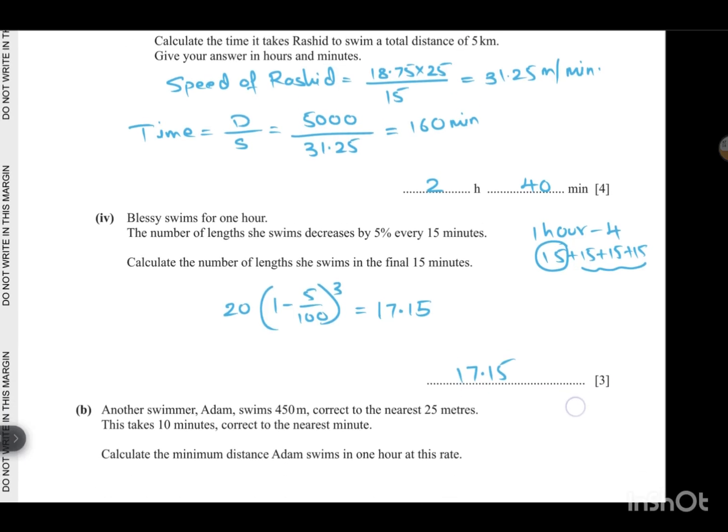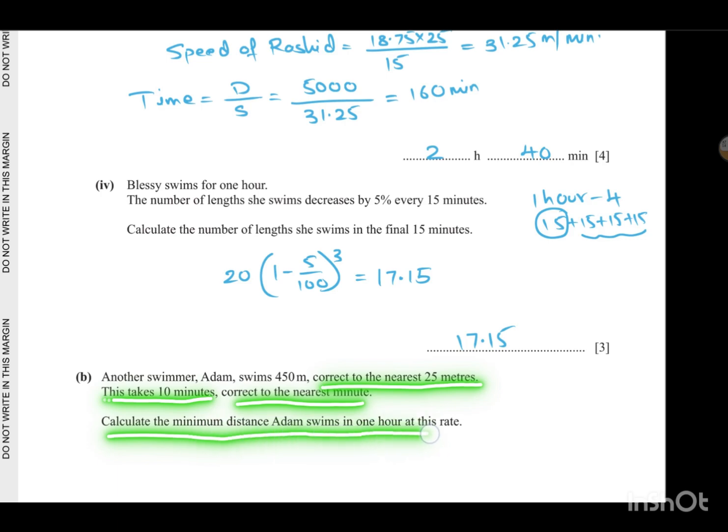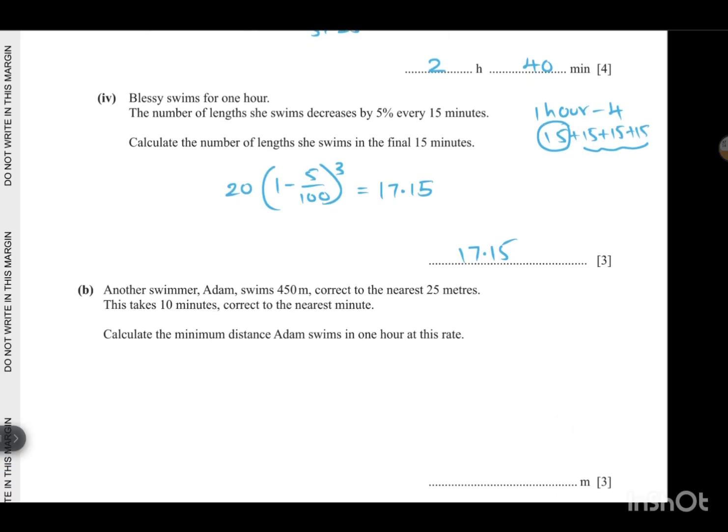Now in B. Another swimmer, Adam, swims 450 meters, correct to the nearest 25 meters. This takes 10 minutes, correct to the nearest minute. Calculate the minimum distance Adam swims in 1 hour at this rate. We have to find out the distance using the speed and time. So distance is equal to speed multiplied by time.